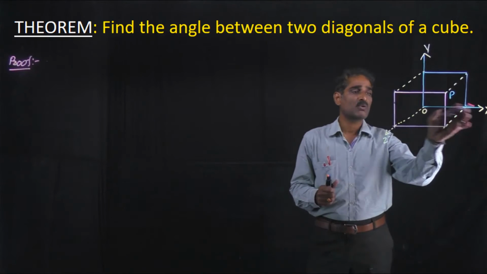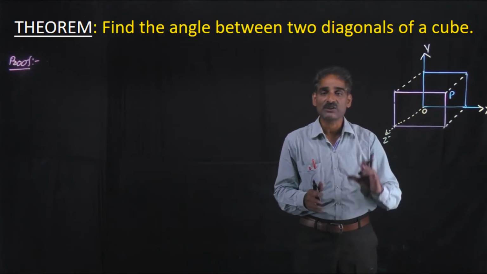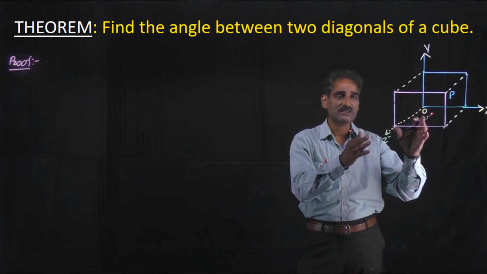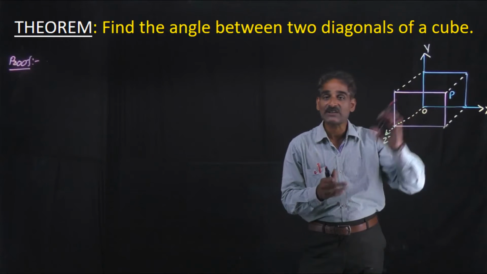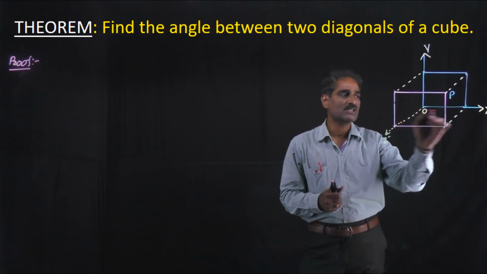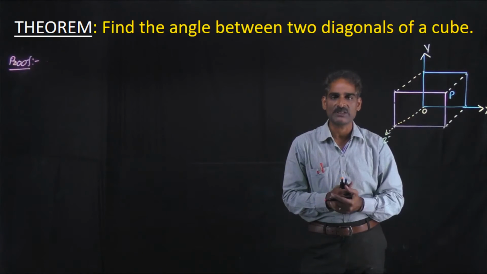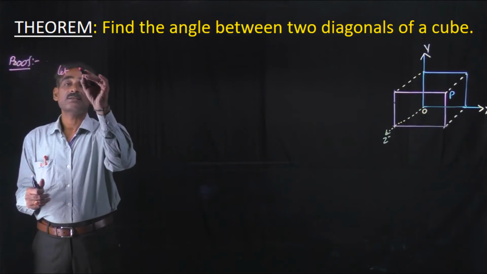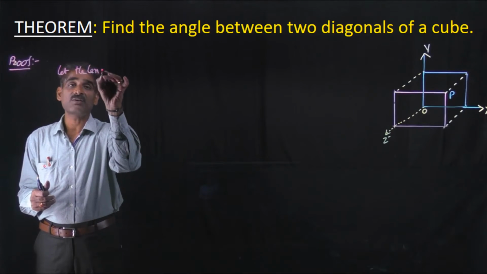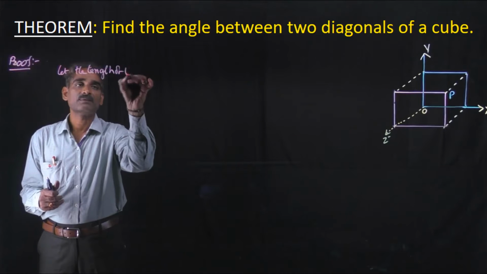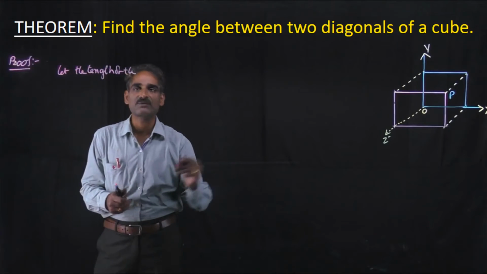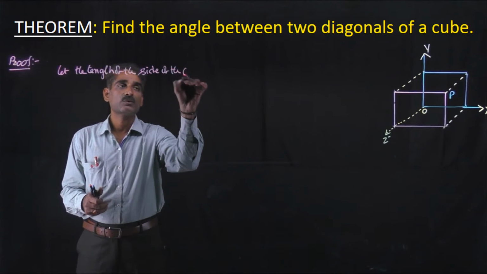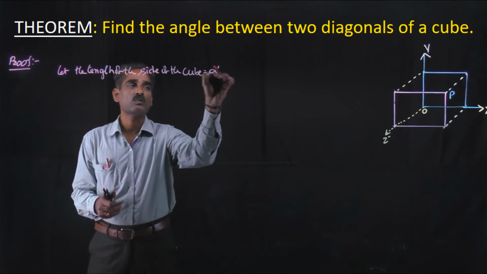So here the three coordinate axes OX, OY, OZ are three adjacent sides of a cube. Consider a cube on the coordinate axes, with three edges coinciding with the coordinate axes. So this is the origin, positive x-axis, positive y-axis, positive z-axis. Here assume the length of the side of this cube is equal to small a.